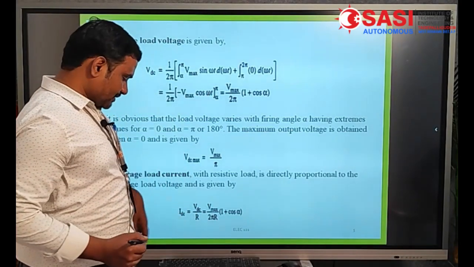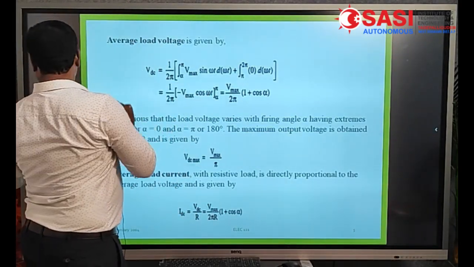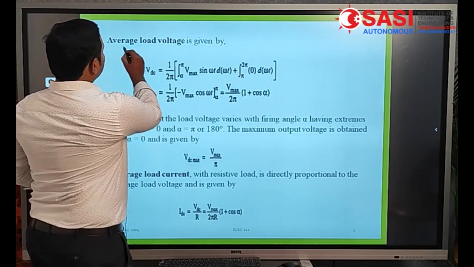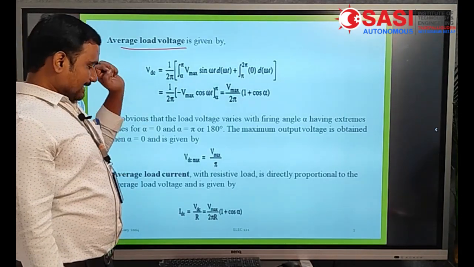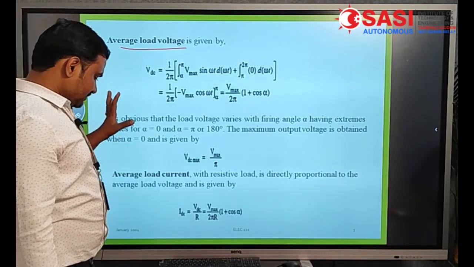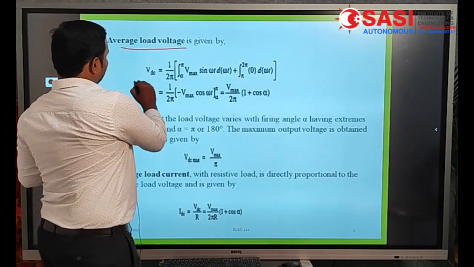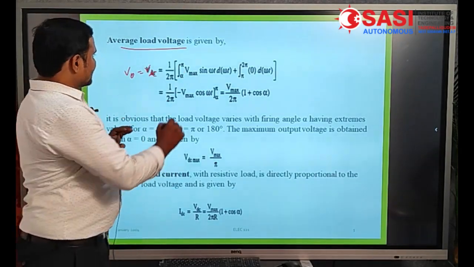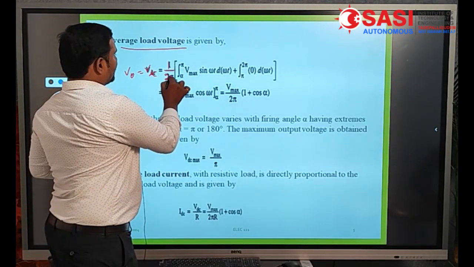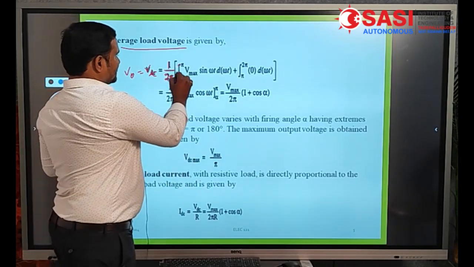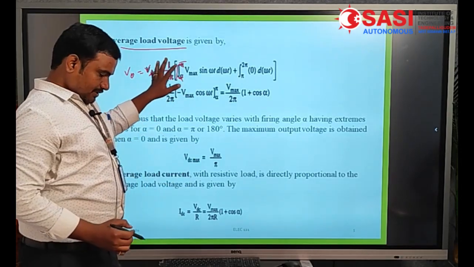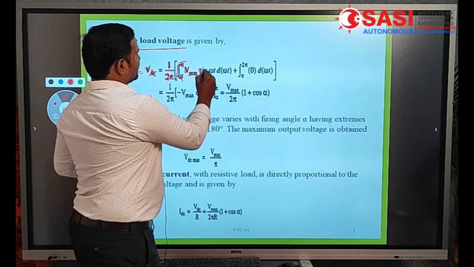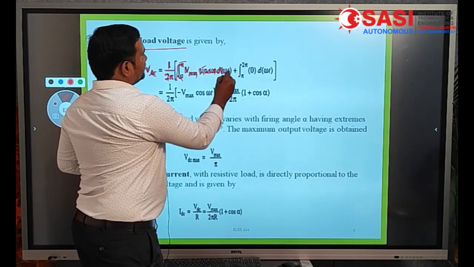So then we have to calculate the amount of average load voltage appearing across the resistive load. That will be calculated by using the VDC, or you can say V naught. Here the full cycle time period is considered 2 pi. It's a full cycle, but the calculation of the output voltage, average load voltage, can be done for Vm sin omega t.